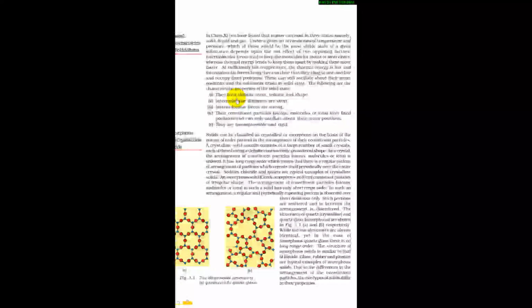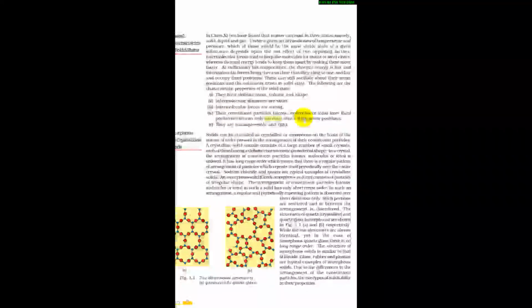So the intermolecular distances are very short. They get very close to each other. Their constituent particles, atoms, molecules, and ions have fixed positions and can only oscillate about their mean positions. And they are incompressible and rigid.